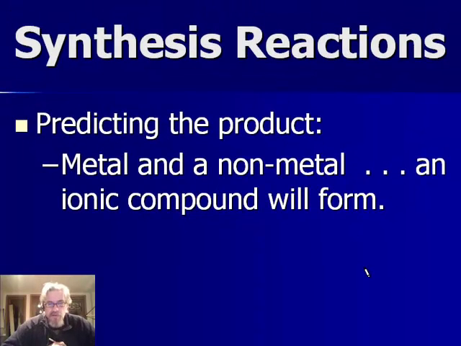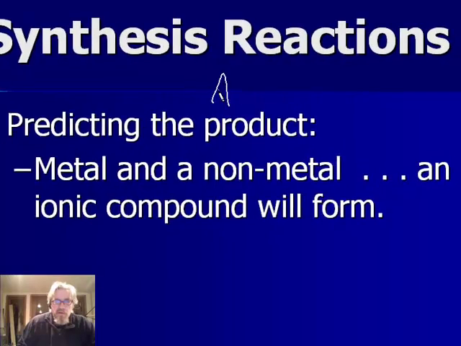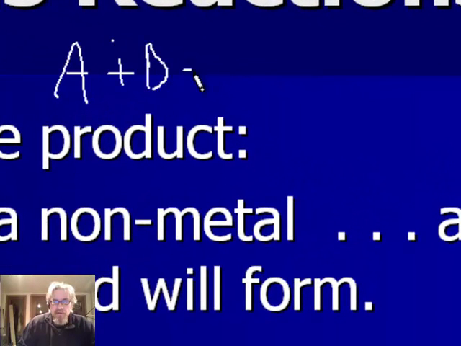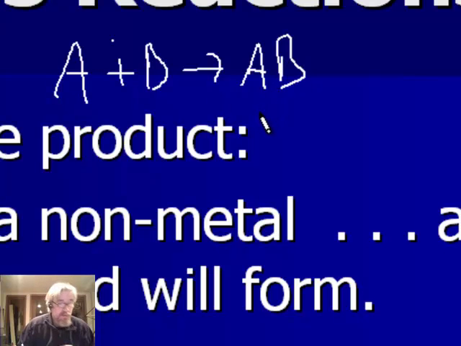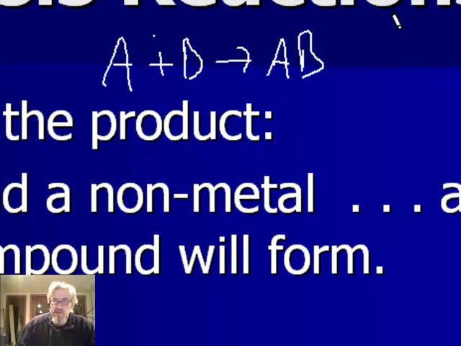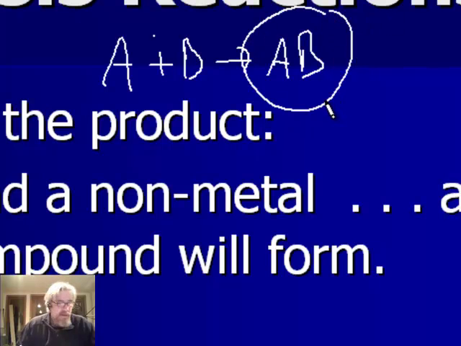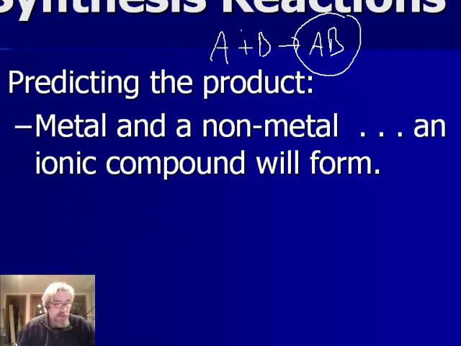In a synthesis reaction, remember the generic equation is A plus B makes AB. So you're synthesizing or creating a single product. It's easy to spot synthesis reactions because of that. They have a single product, but they have more than one reactant. Now, how do we predict the products?